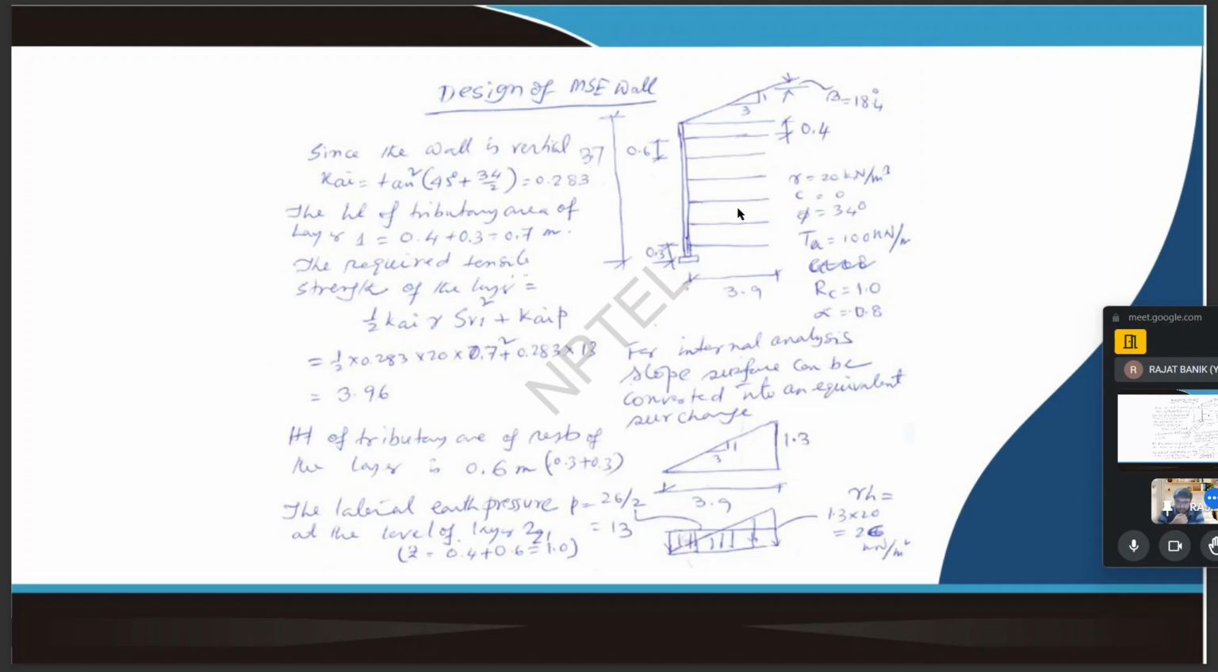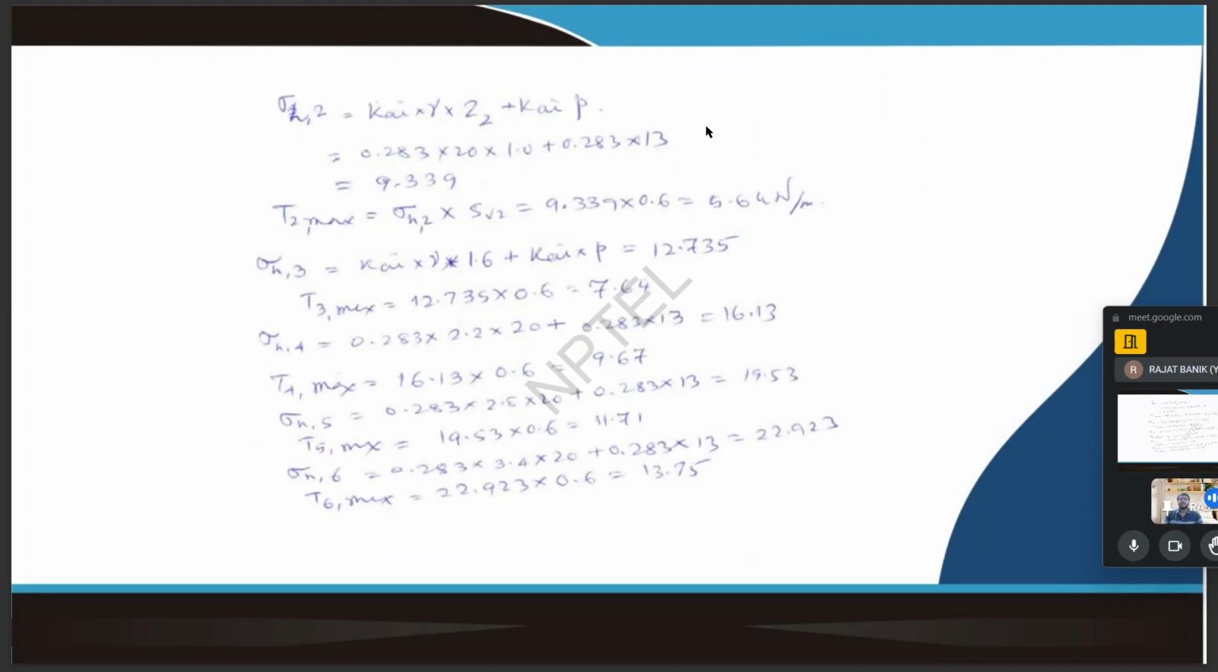Then again we find the tensile strength for layer 2. The height for layer 2 is 0.6 meter. After putting all these values again, we find the tensile strength at layer 2 is 5.6 kilonewton per meter. By this way, we find the maximum tensile strength of each layer: layer 1, layer 2, layer 3, layer 4, layer 5, layer 6.